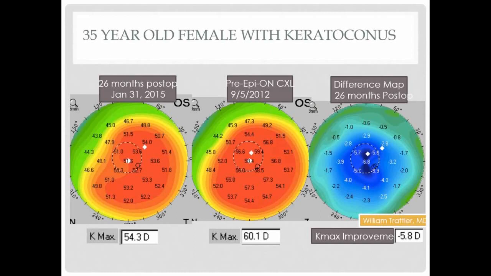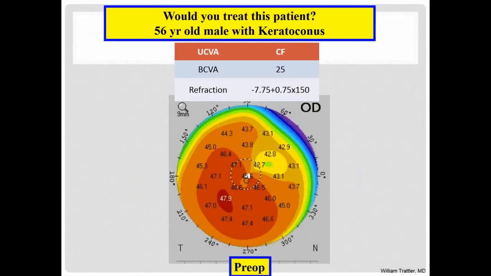Now, let's look at some case examples. This is a 35-year-old female with keratoconus who I did epi-on crosslinking on in 2012, and she came back in January 2015 with 5.8 diopters of flattening. You can see that it's central flattening in this situation, where in the difference map, which is the far right area, you can see all the blue, and that's all the flattening. So I was able to use the difference map to not only point out that there's a significant drop in the Kmax, but you can see the whole cornea has gotten flatter symmetrically.